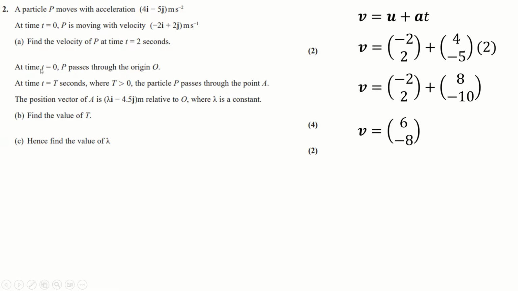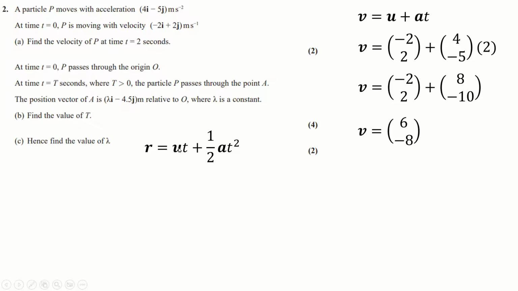Here we have something going through the origin, and then it says it goes to the point A when t is big T. The position vector of A is this. Find the value of t. So we want the vector that describes its position, and to get that we'll do r equals ut plus a half at squared. No idea why this just becomes an r in vector world rather than the s that you usually see in suvats. But whatever.